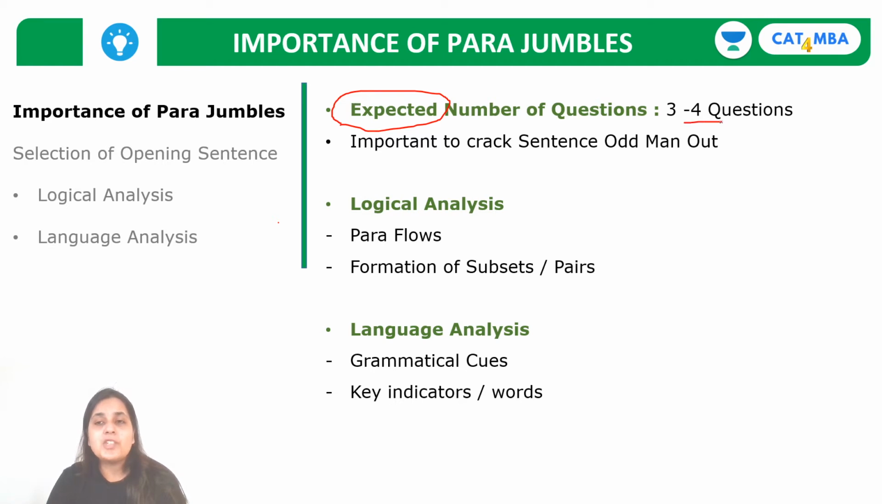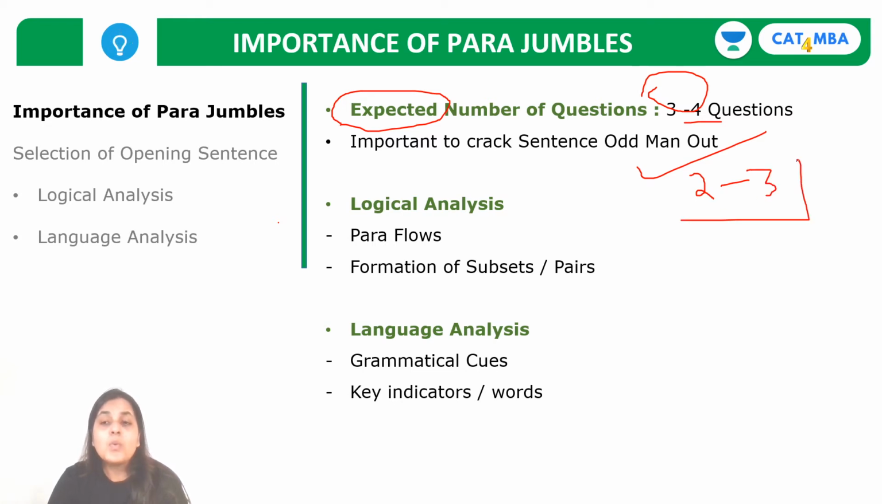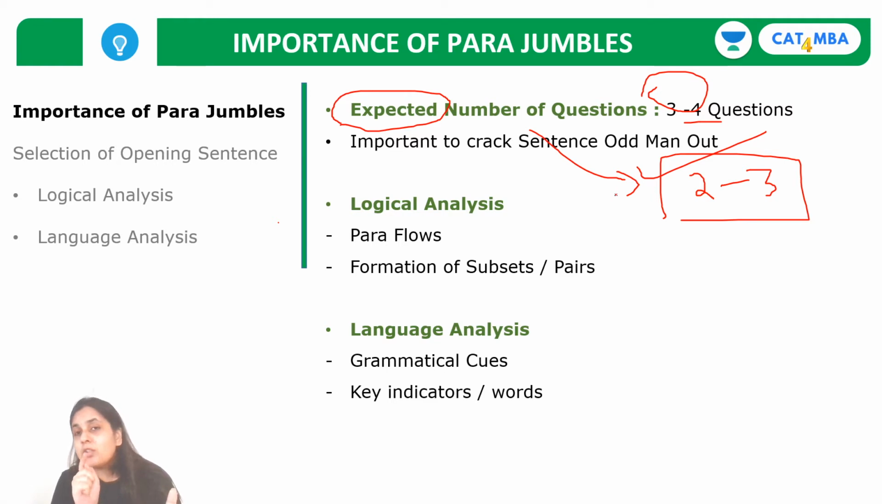Okay? And 3 to 4 questions, that is 9 to 12 marks, that is a difference of thousands of ranks. And this is not just para jumble questions, guys. The sentence odd man out that you see here, of which we can also expect around 2 to 3 questions, there also we will use the para jumble logic. When I'm going to teach you and take you through your entire sentence odd man out, I will be applying this entire logic of para jumbles. You will see how important it is to ensure 100% accuracy. You cannot just randomly select an odd man out. You have to use a para jumble logic. So this area carries a collective weightage now of 6 to 8 questions, which is very, very crucial. Okay, so you will have to understand this, guys. You will have to understand the right techniques and the approach.